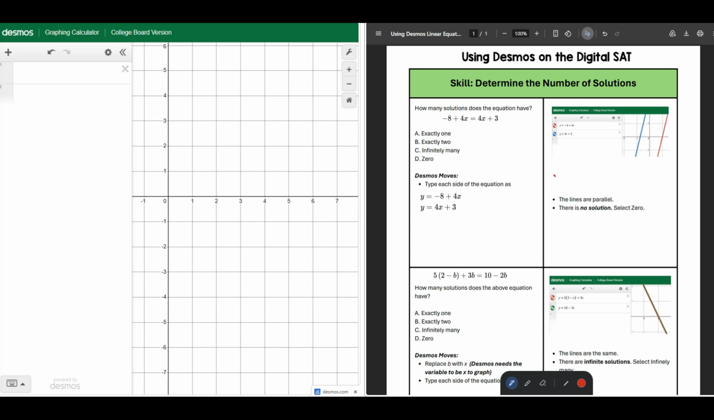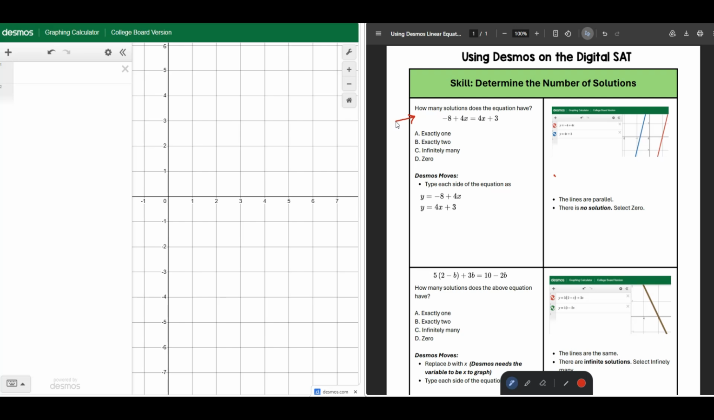Hi, I'm Janet with Southern Edge Math, and today we will be using Desmos to determine the number of solutions from a linear equation. My goal is to help you know exactly what to type and what to look for, so you'll feel more confident on test day. All right, let's begin with this very first equation up here. How many solutions does the equation have?